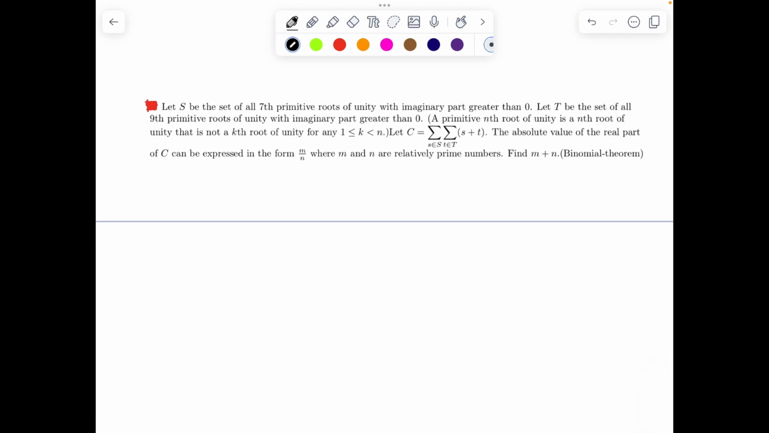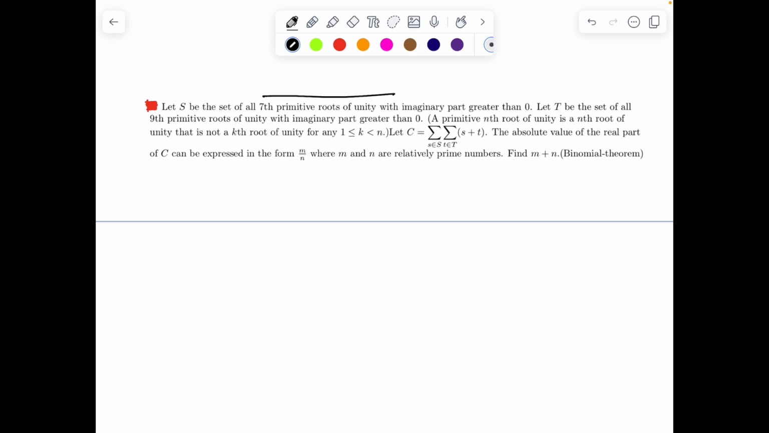Let's move to the next question, and this is an interesting one, a bit difficult compared with the first two. S is the set of all 7th primitive roots of unity. So we have seen there is a new wording here, primitive root of unity, and since it's a JEE Advanced question, they must have mentioned what it means. Let's move further. T is the set of all 9th primitive roots of unity with imaginary parts greater than 0.